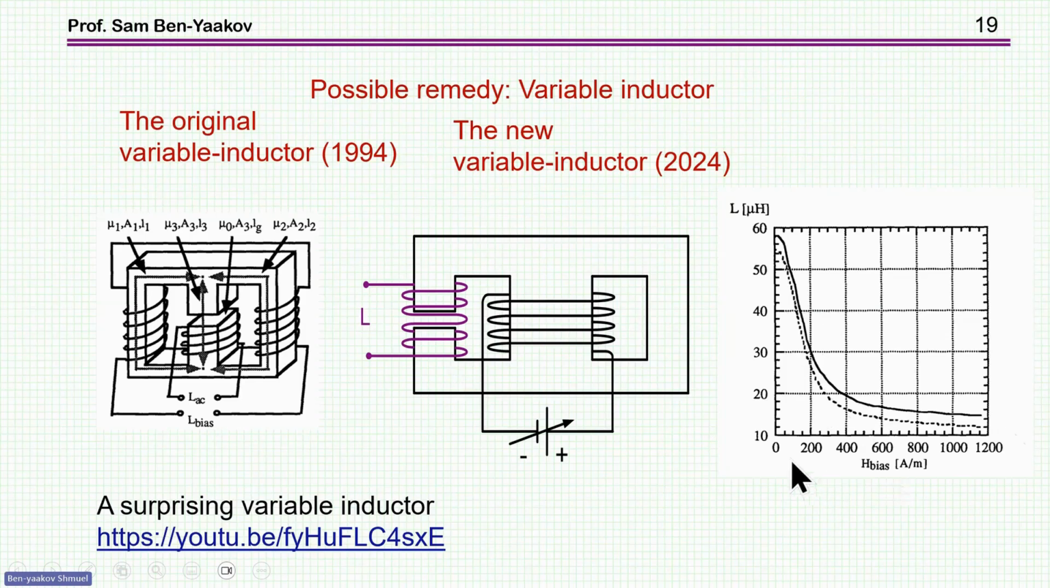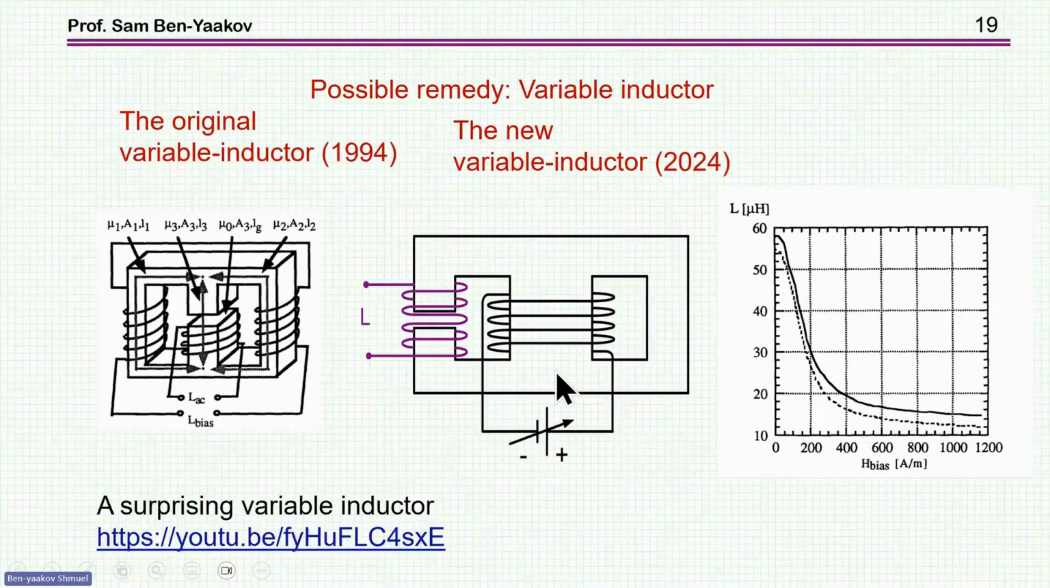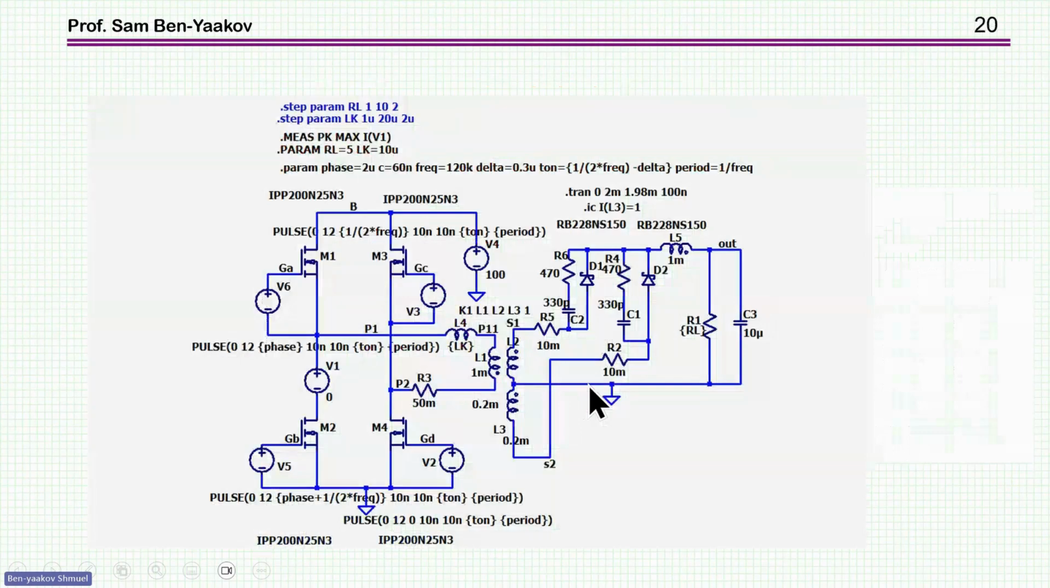That is, as you bias it, the inductance goes down, and you can get ratios of 1:5, 1:6 to cover a certain range of inductances. And this was published in 24. There again, there is a video describing this in more detail, which I cannot do here because we have more information to cover, so I cannot go into the detail of the construction of the variable inductor itself.